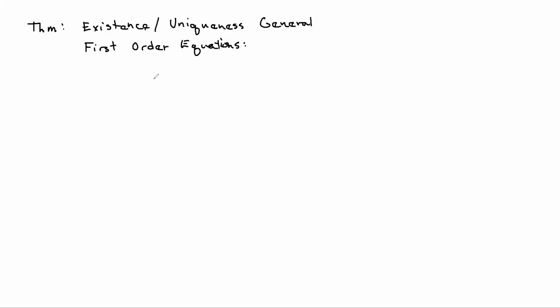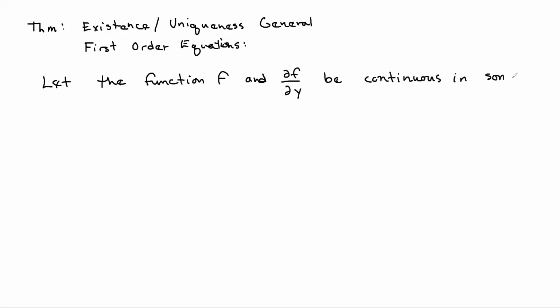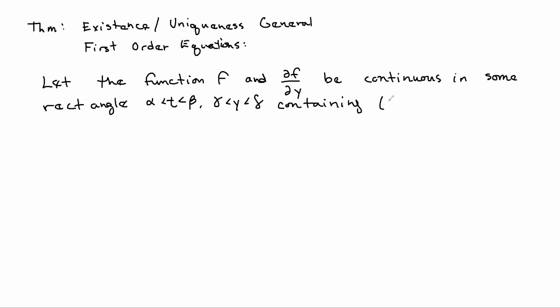Okay. So what does this one say? Let the function f and partial of f with respect to y be continuous in some rectangle alpha less than t less than beta, gamma less than y less than delta, containing t naught, comma y naught.